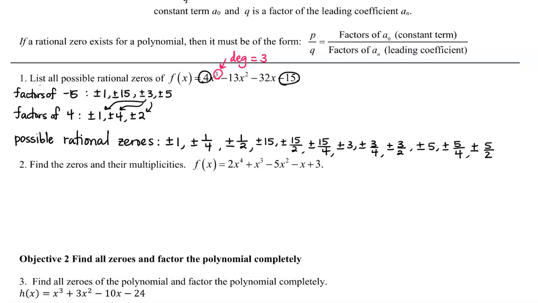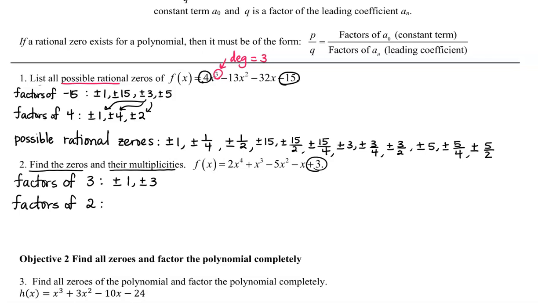This time, we're not just being asked to find all the possible rational zeros. We're actually being asked to find the zeros and the multiplicities of those zeros. So we're going to start off the same way. We're going to begin by first writing the factors of our constant term, which in this case is 3. The factors of 3 are 1 and 3, and I'll make sure to put plus or minus in front of both of them. Then I'm going to list the factors of my leading coefficient. The leading coefficient in this case is 2. The factors of 2 are plus or minus 1 and plus or minus 2.